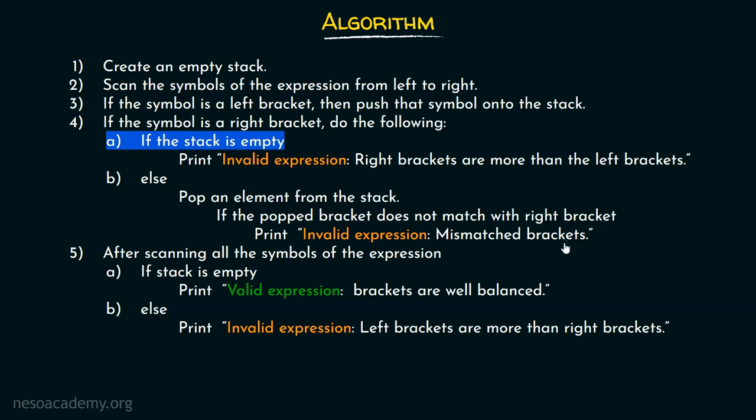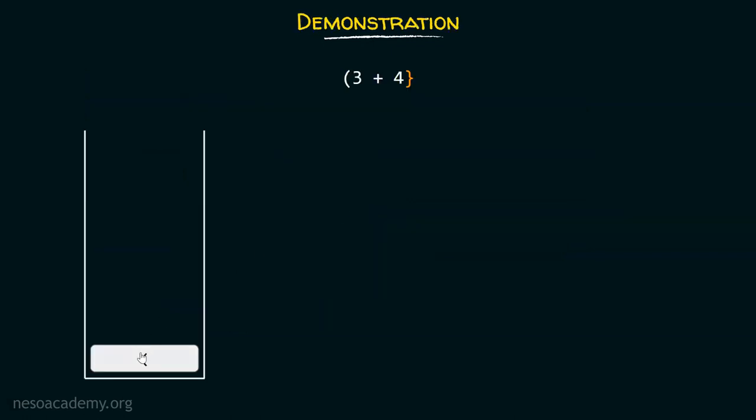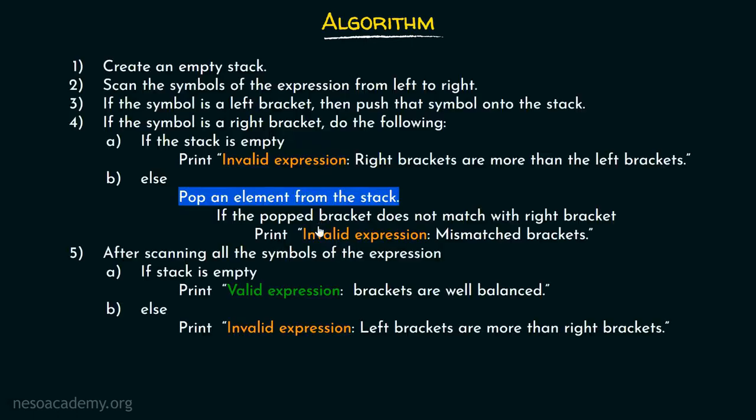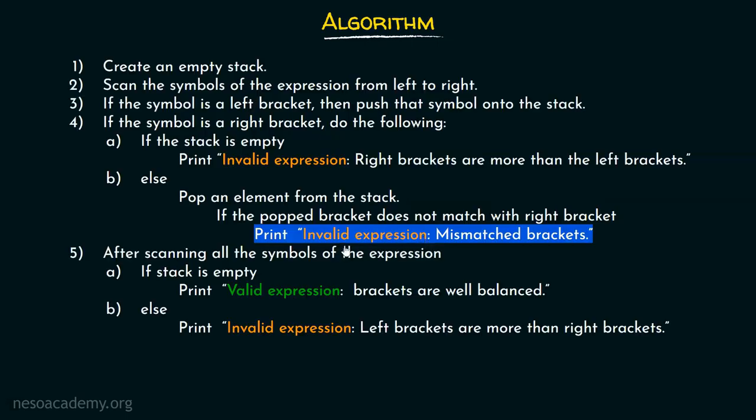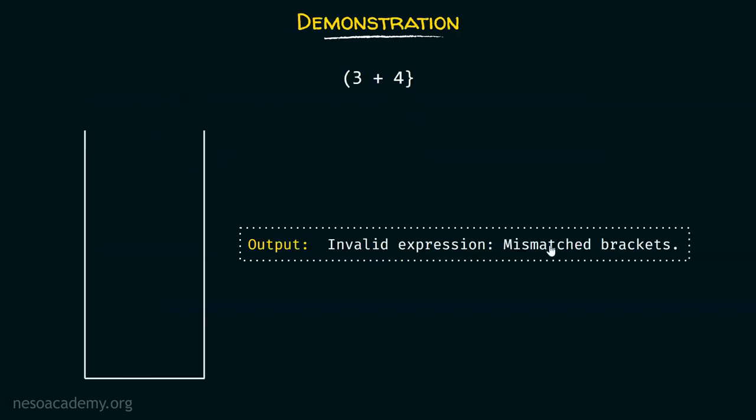Making sense, right? Here we know that the stack is not empty, hence we will evaluate the else part. We'll pop an element from the stack, which means we'll pop this element out of the stack, and then we will compare the popped bracket with the right bracket. That is, if the popped bracket does not match with the right bracket, then we will print this message, invalid expression, mismatched brackets. Of course, we can see that the popped bracket is a round bracket and the right bracket is a curly bracket. They are not matching. Hence, we can say that the given expression is an invalid expression. And we can print this message, mismatched brackets. Okay. So the output is invalid expression, mismatched brackets.